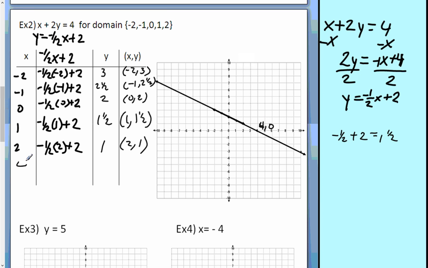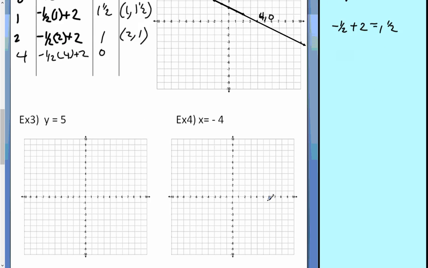What if I put a 4 in for x? Well, if I put a 4 in for x, I'd get negative a half of 4 plus 2. Well, half of 4 is 2, so it's negative 2 plus 2 is 0. Yeah. There it is. So what does this line represent? Once again, I want you to make sure you understand this. It's all the xy coordinates that work for this equation. Okay? There we go. All right.